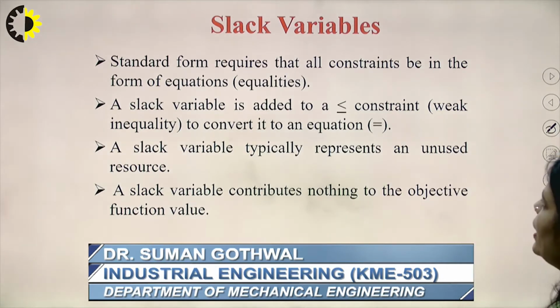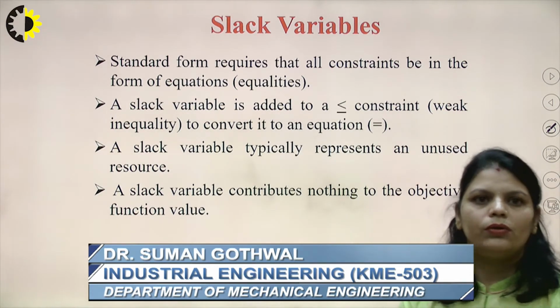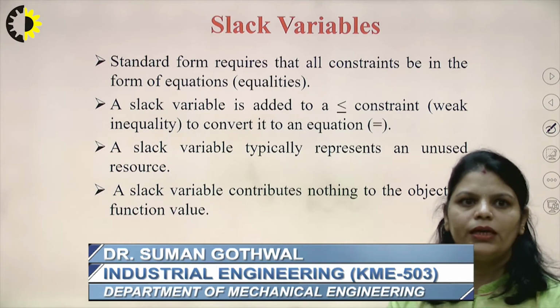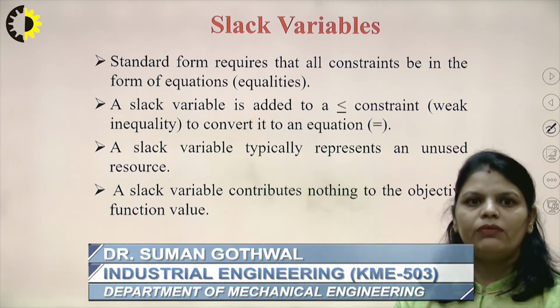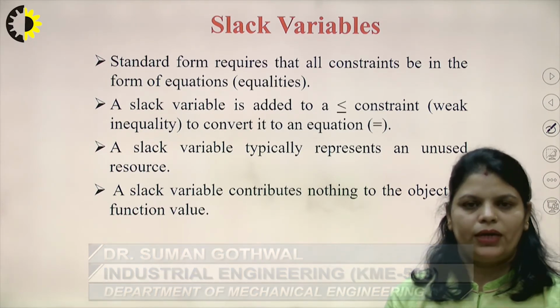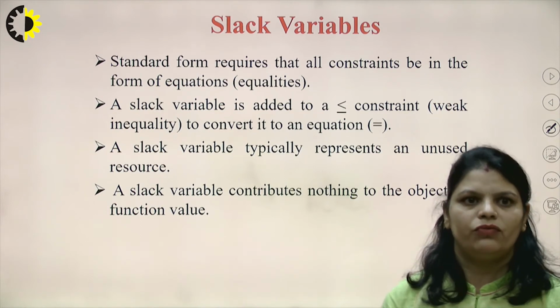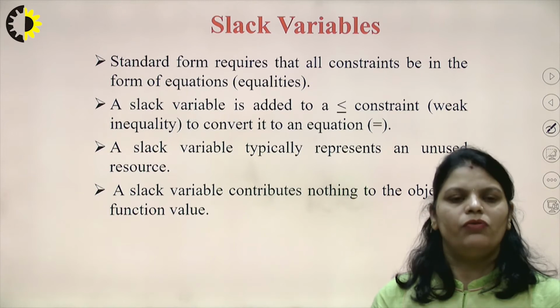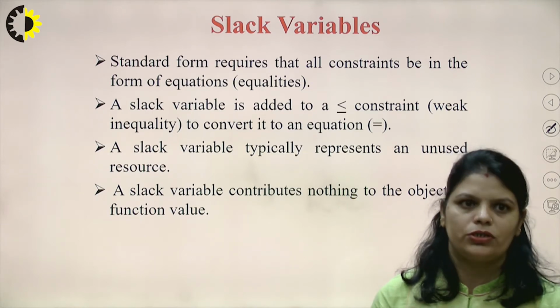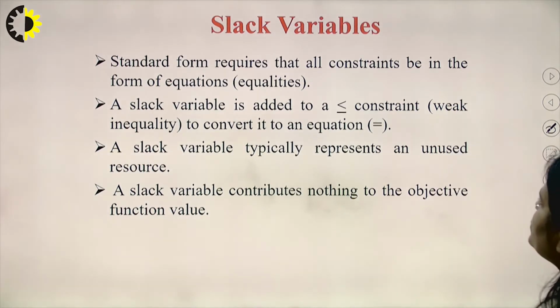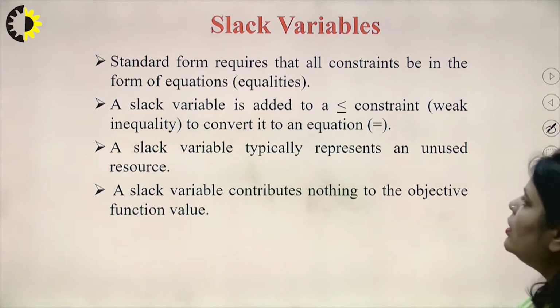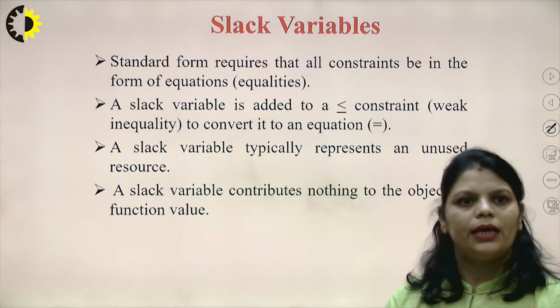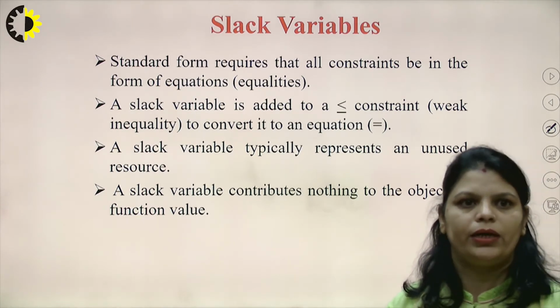So we can see here that the standard form requires that all the constraints be in the form of equations, meaning whatever symbol we have, whether it is greater than or less than, we have to convert it into the equality form. Okay, we have to convert it into the equation. So in case of a less than or equal to constraint, we will add a variable, and that variable is known as the slack variable.